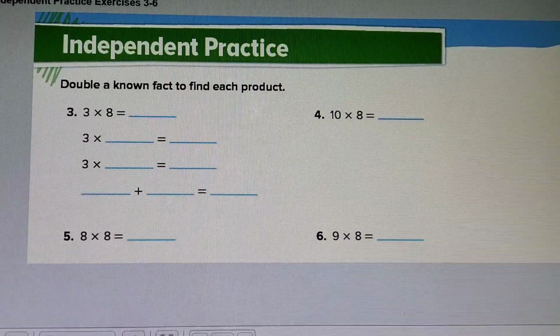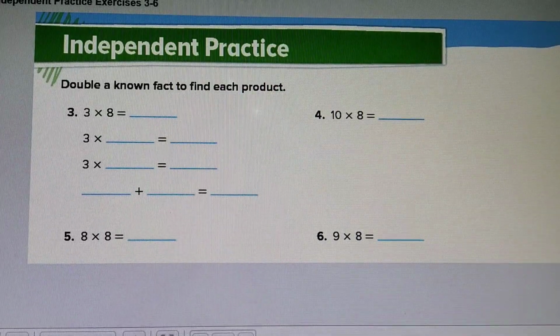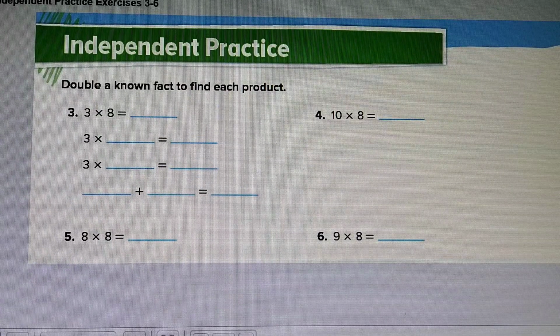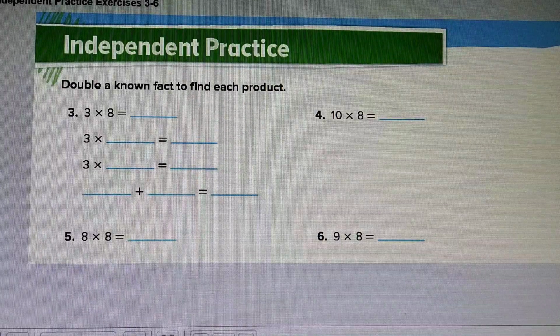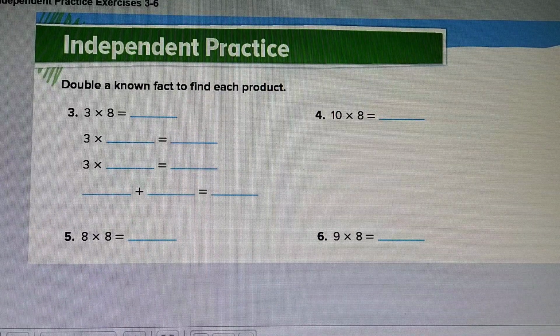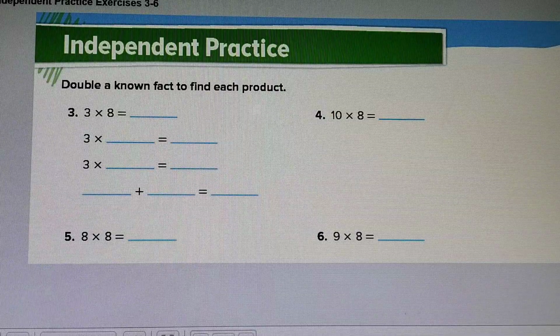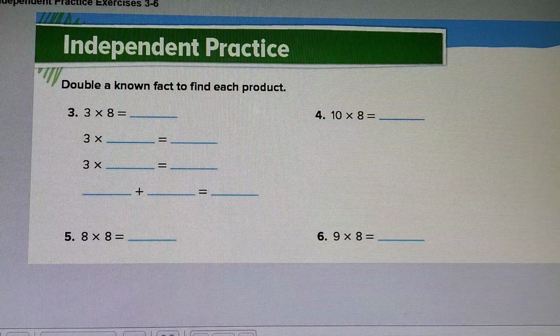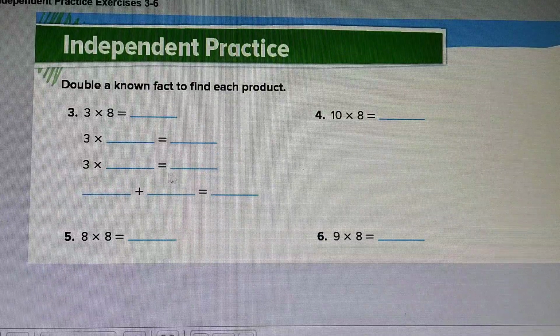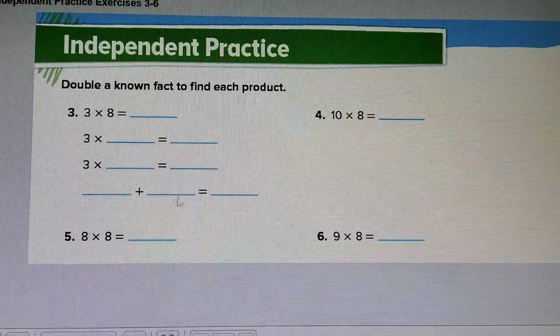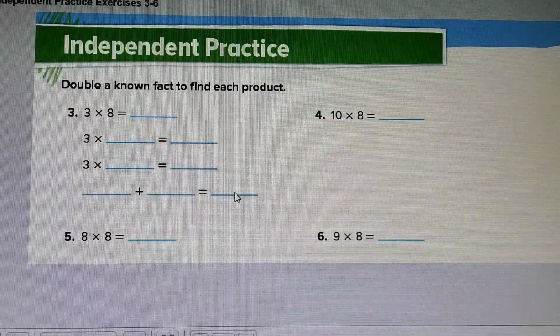Independent practice. Double a known fact to find each product. Here you have 3 times 8 equals unknown. So you're going to decompose the 8 into the factors of 4 and 4. So 3 times 4 equals 12. 3 times 4 equals 12. 12 plus 12 equals 24.